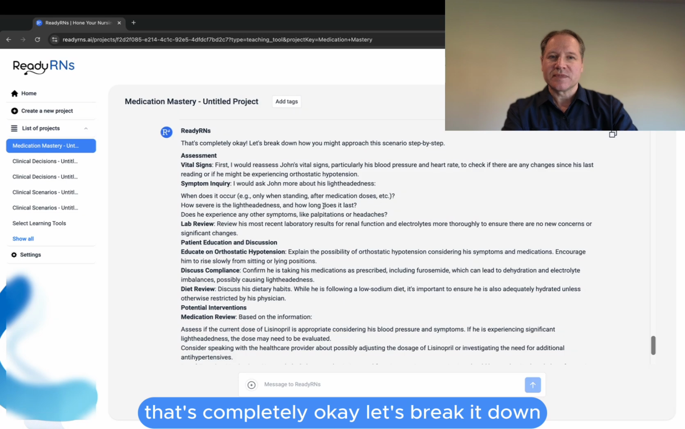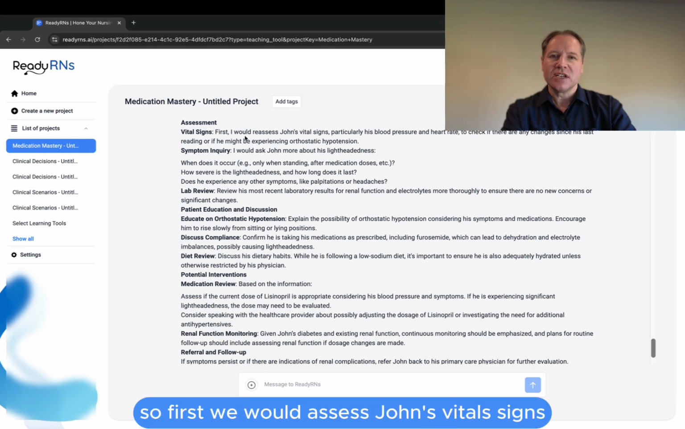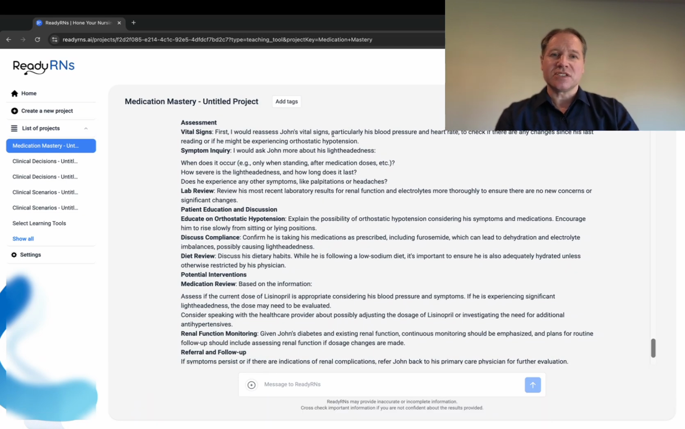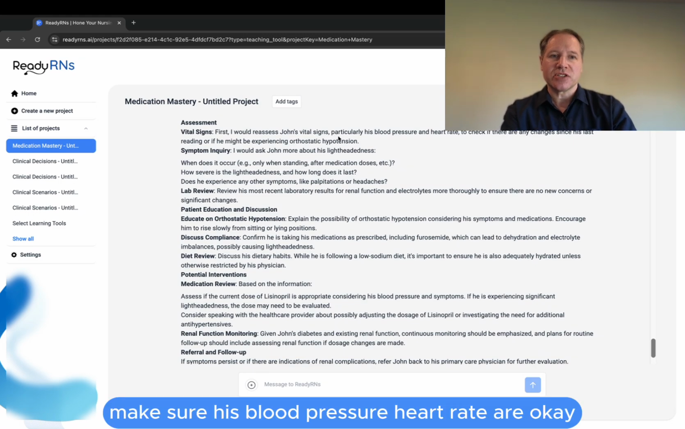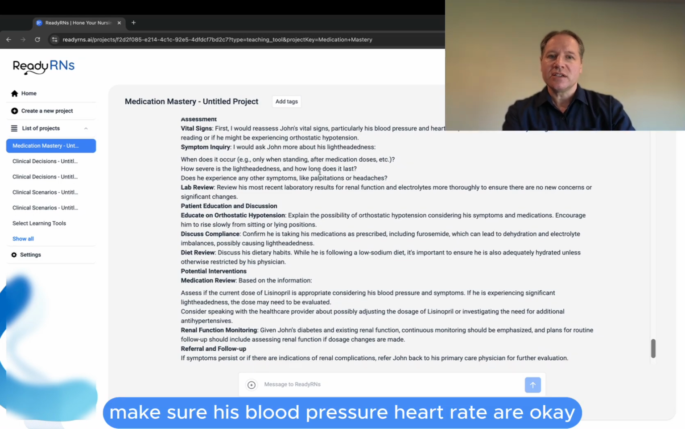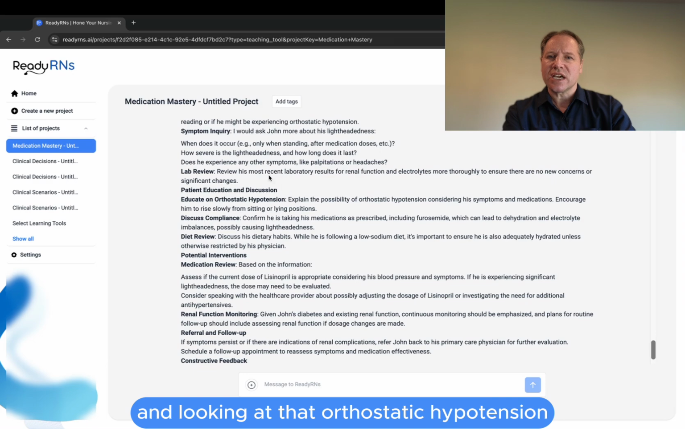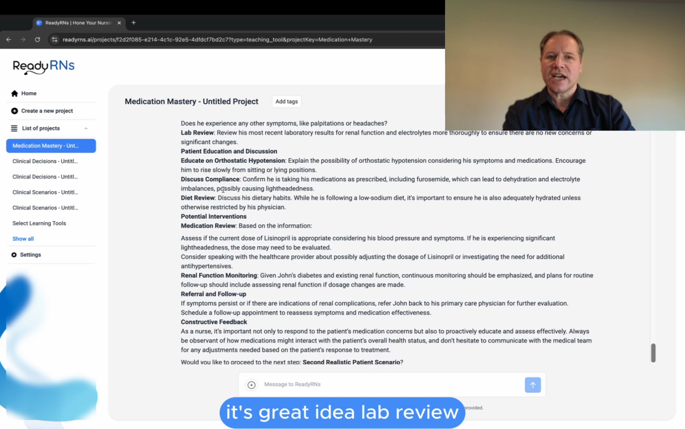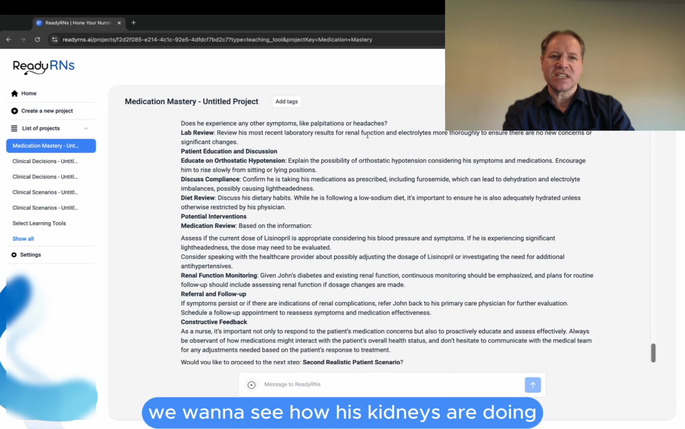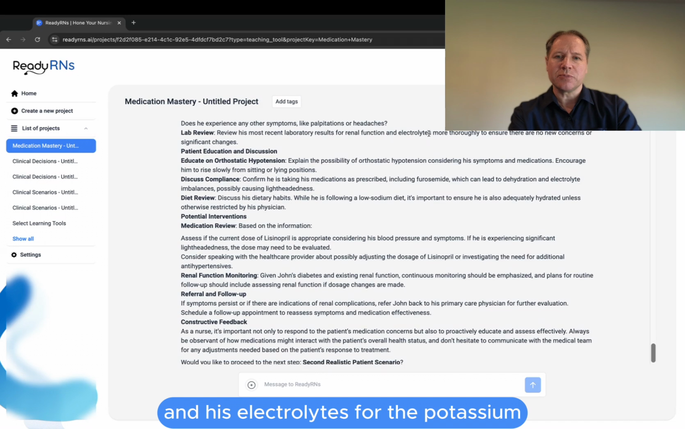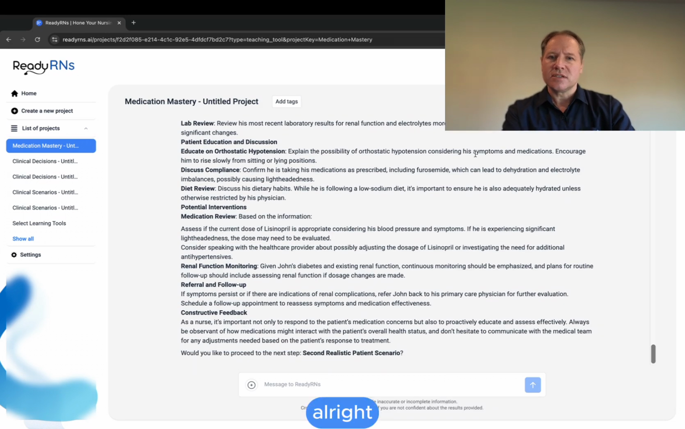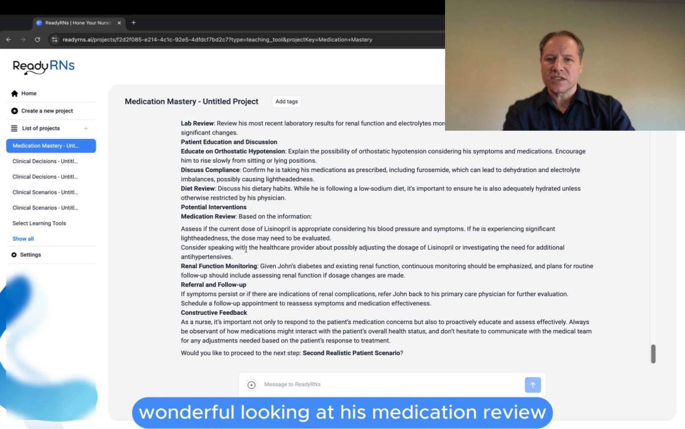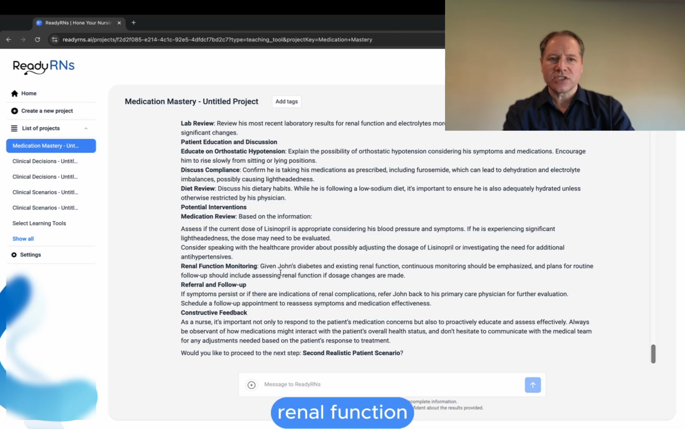Let's break it down step by step. So first, we would assess John's vital signs, make sure his blood pressure and heart rate are okay, and looking at that orthostatic hypotension, asking John about his lightheadedness. It's a great idea. Lab review, we want to see how his kidneys are doing and his electrolytes for the potassium. All right. Compliance, diet review. Wonderful. Looking at his medication review, renal function.